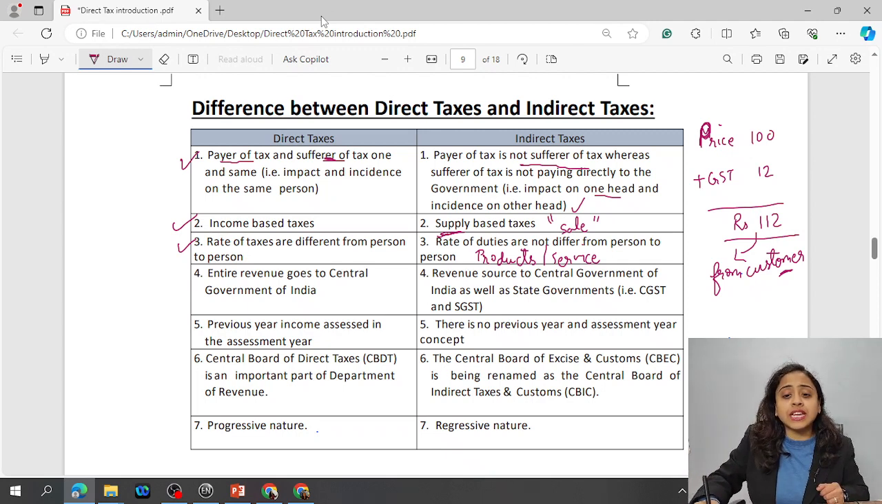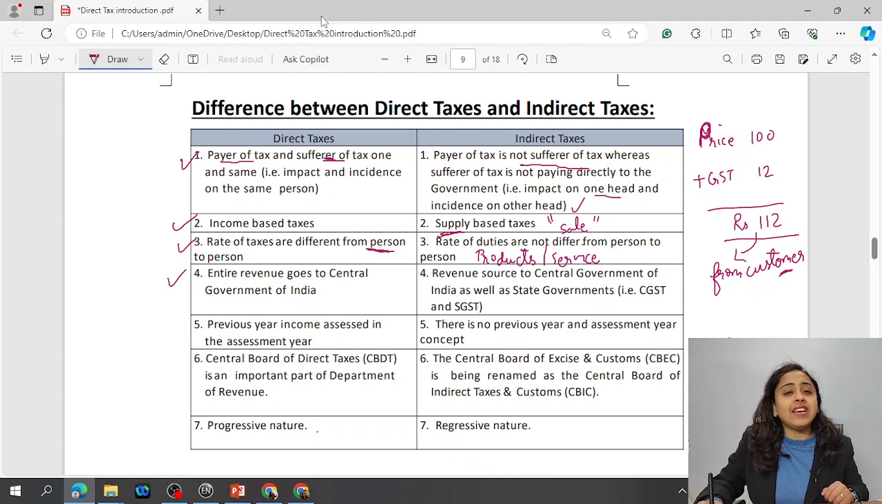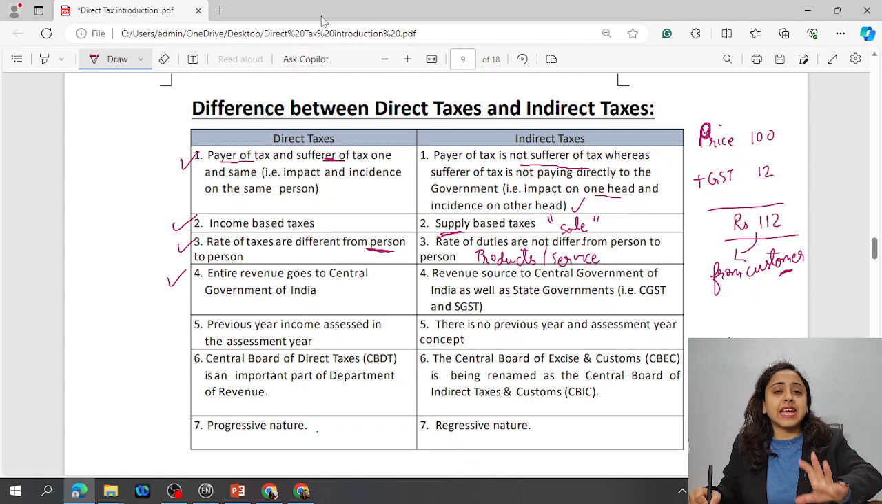So we would say, very simply, that direct taxes are differentiated from person to person, wherein indirect taxes are differentiated on the basis of products and services, or you can say supplies. Next, the entire amount that is collected from the income earner is submitted to the central government.